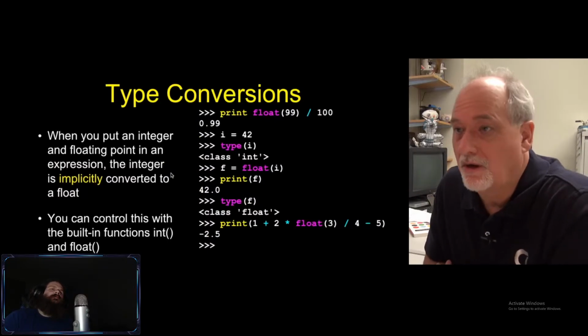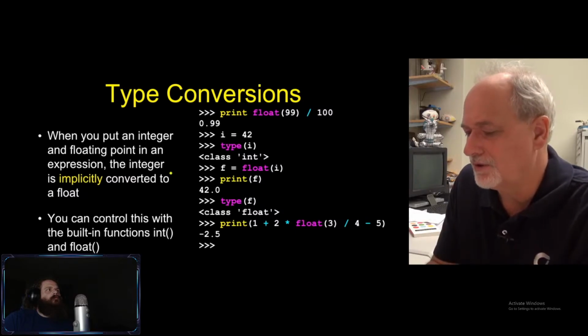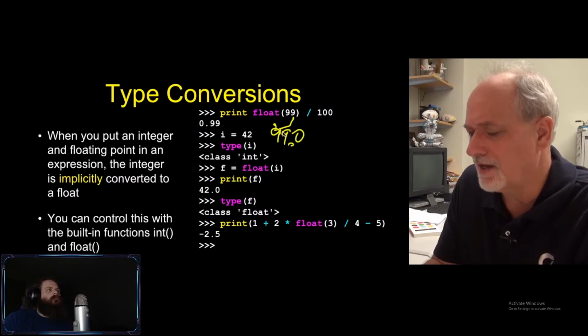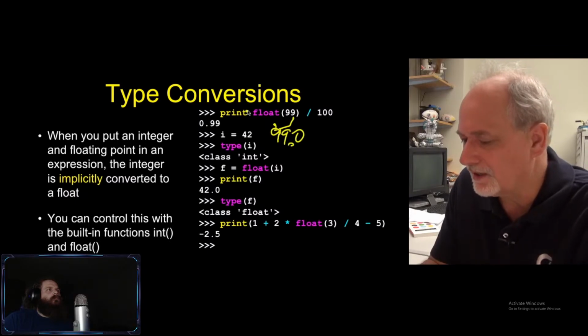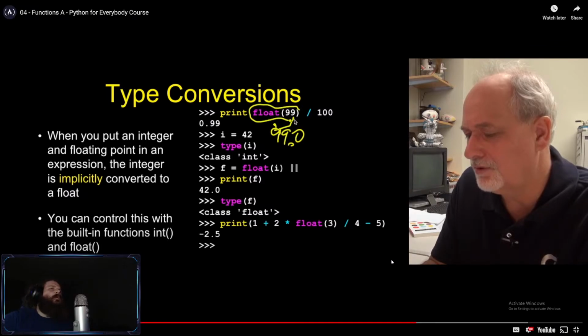Now we've been using built-in functions already. We've got type conversions, like float, which takes an integer and returns a floating point version of that. And again, this is kind of like an expression. It's like, I want to divide this by 100, but before I do that, I've got to convert it to a float. This is what I was mentioning the other day, when I was talking about floats and integers: when you put an integer and a floating point in an expression, the integer is implicitly converted to a float.